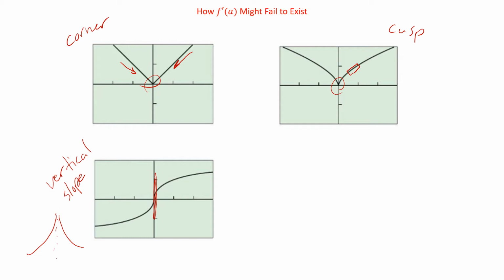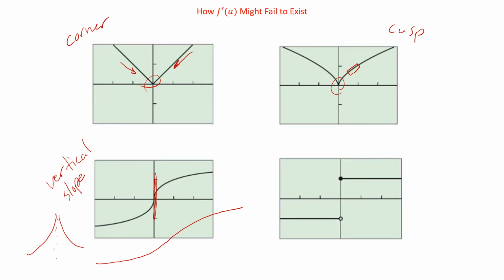Now that doesn't mean that every function like this would have that. I mean, it could be, it didn't have to go fully vertical. So just because it has that general shape does not mean that it will have a vertical asymptote. You have to actually look at what the slope is. And the last one, discontinuity.